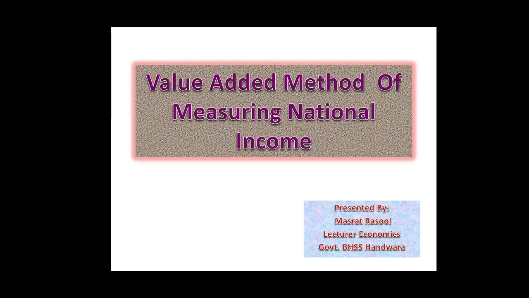Dear students, there are three important aspects of national income. One is the production aspect, which points to the flow of goods and services in the economy, or we can say the process of value adding. Second aspect is the income or distribution aspect, which points to the generation or distribution of income among production factors in terms of wages, rents, interests, and profits.